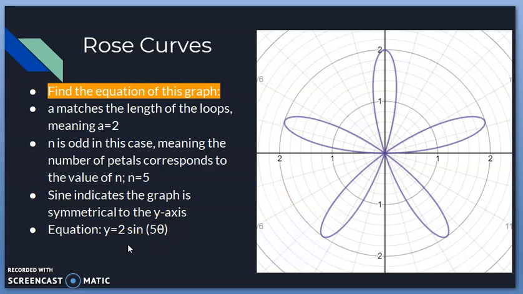So this covers lemniscates and Rose curves. This finishes SLO 22, Part 2. Again, all of the graphs I have here are from Desmos.